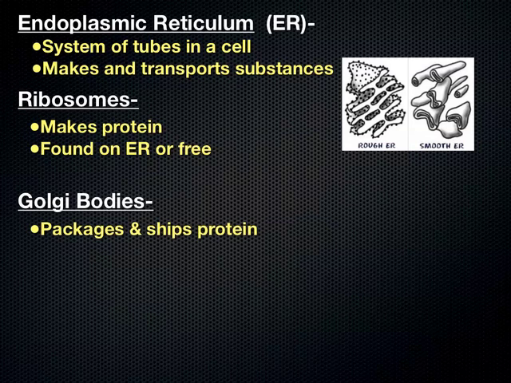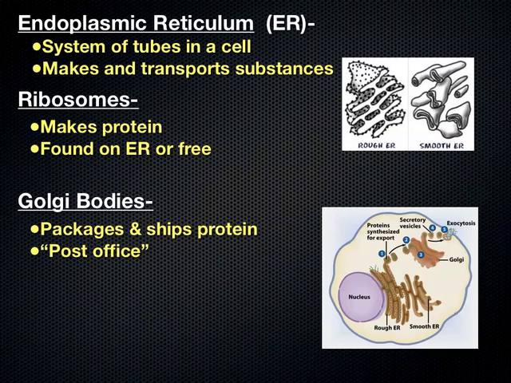So things move around inside of the cell through the ER. But if something needs to be made in the cell and then sent out, that happens through the Golgi bodies. The Golgi bodies are kind of like the post office of the cell. They package up material that's going to be sent out. Patrick? What's the ER again? It transports things, endoplasmic reticulum.